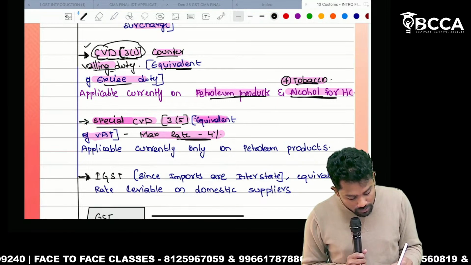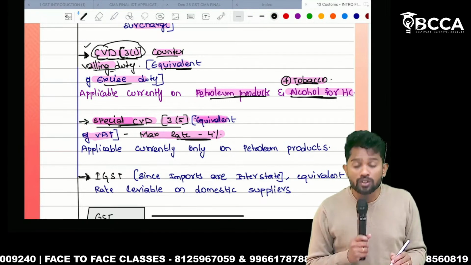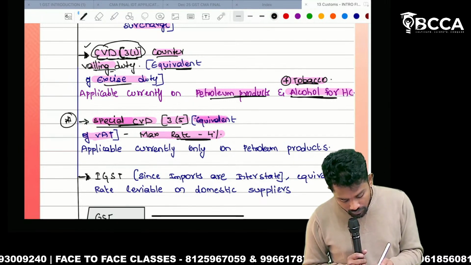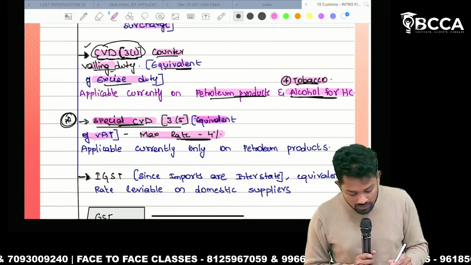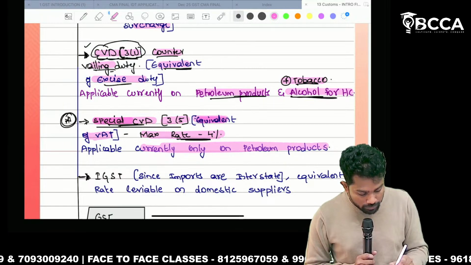The maximum rate of special CVD is only 4%. Maximum of special CVD is what? 4%. However, this is applicable currently only on petroleum products.